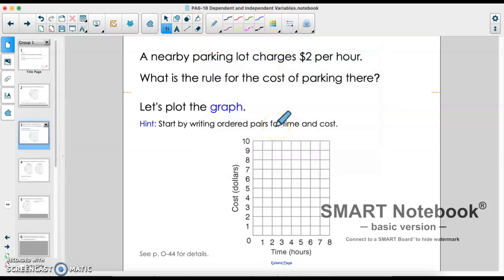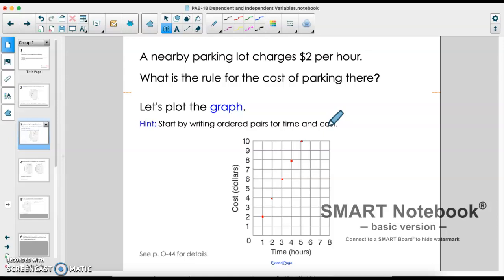All right, so it's $2 an hour. After 1 hour, it is $2. After 2 hours, it's $4. After 3 hours, it's $6. After 4 hours, it's $8. After 5 hours, it's $10. We've run out of room on here, but it would keep going up. So what we have done is plotted the graph for the second rule.